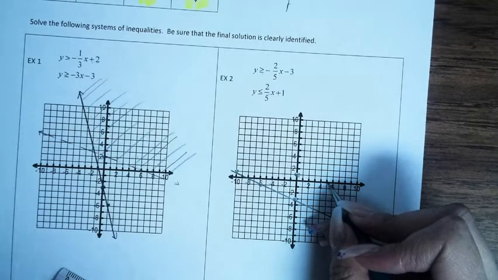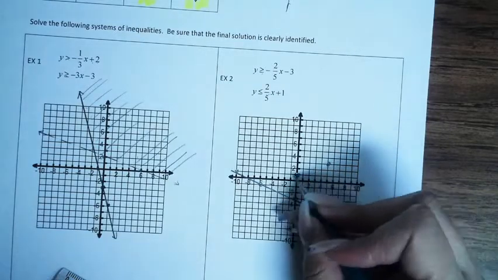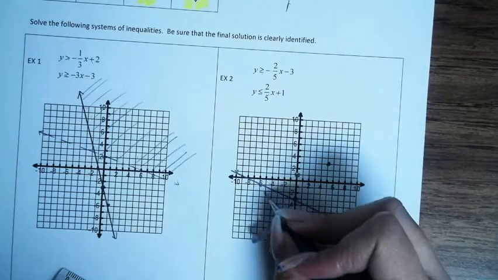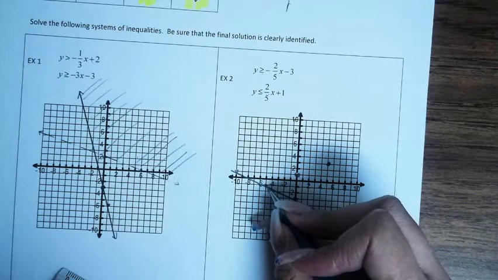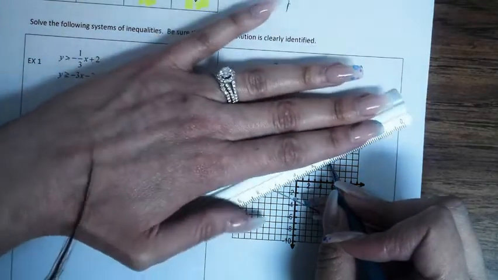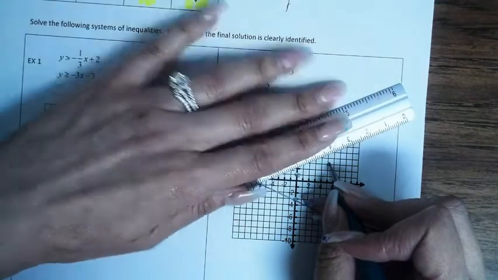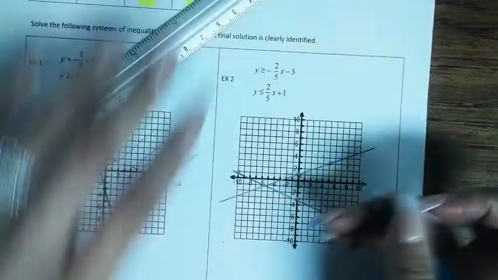So what you are going to do here, well, I'm going to plug the 5 just because. If you plug 5, you know that it's going to be 3. If you want more points, I would plug the -5. The -5 would give you -2 plus 1, which is -1, so it would be here. So you realize that we have this situation. It's equal, therefore it's going to be shaded.